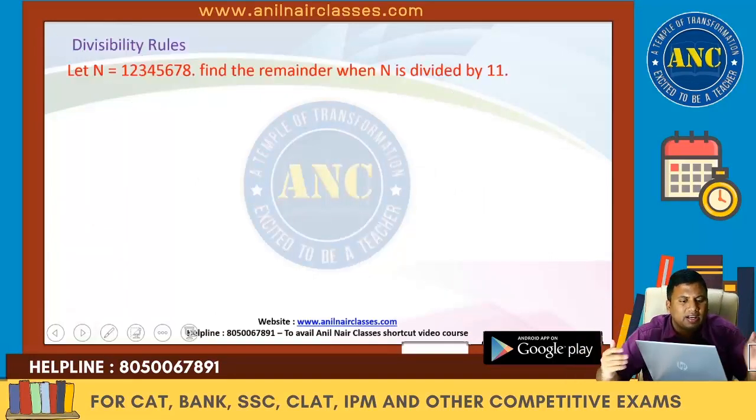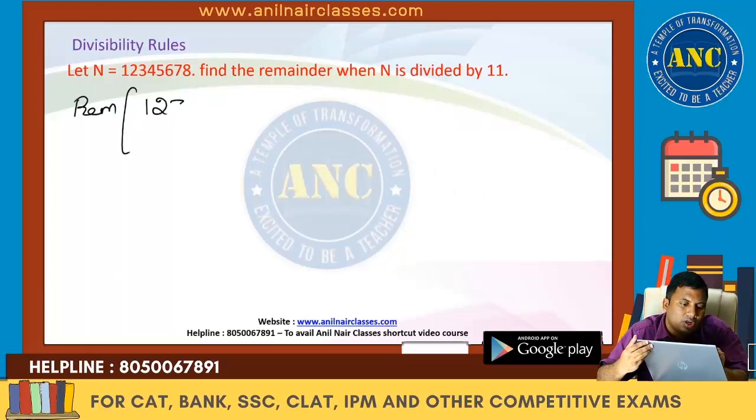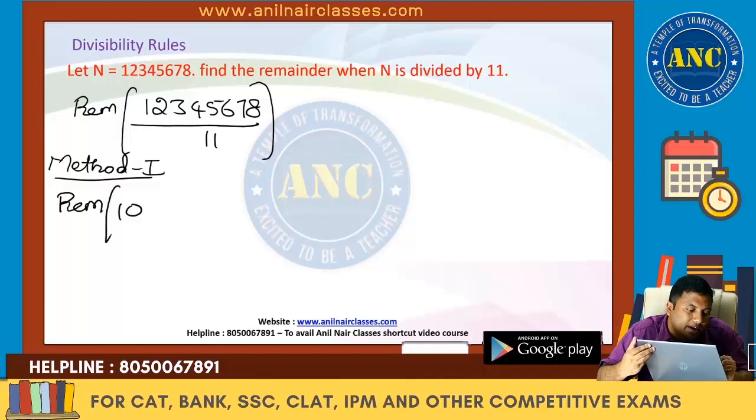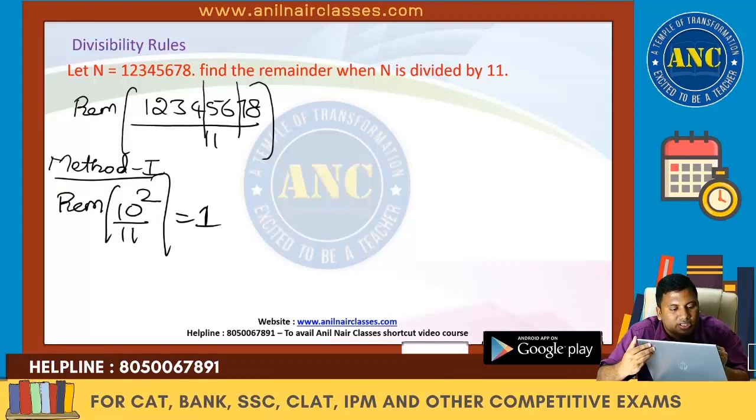There is a number that is given, that is 1, 2, 3, 4, 5, 6, 7, 8 divided by 11. I will solve this problem in 3 methods. Method 1. What is the concept that we are using? 10 square divided by 11 is 1. So take a group of 2 digits and add them.